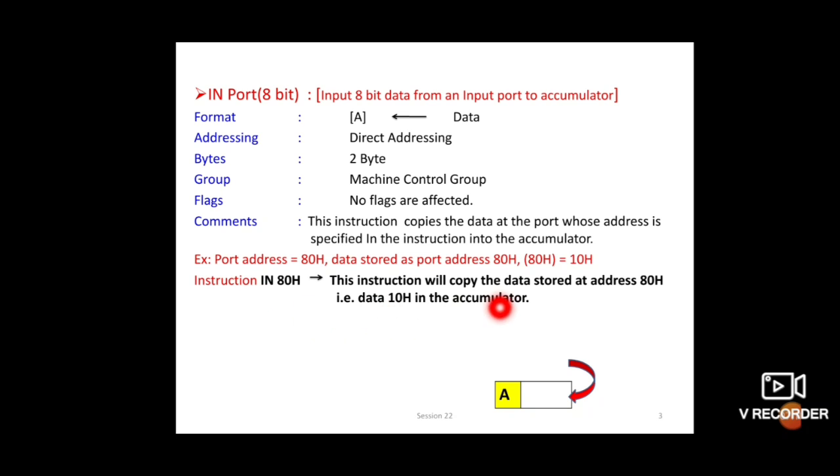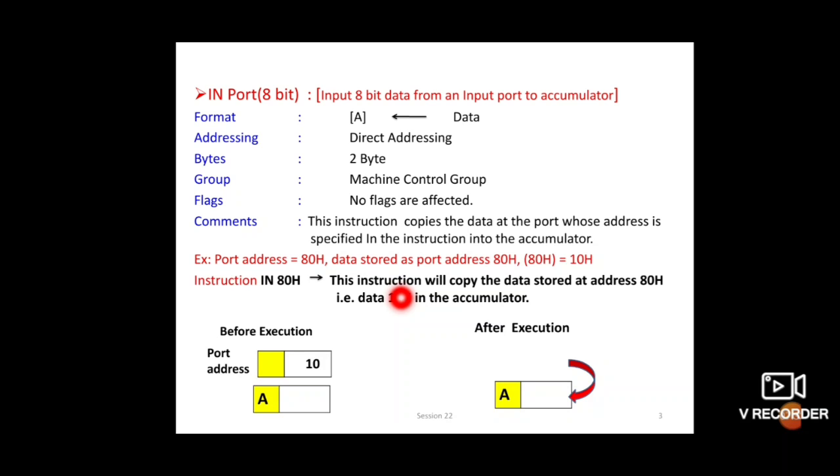Now this instruction will copy the data stored at address 80H, that is data 10H, into the accumulator. Means before execution, the port address stores 10H data and the accumulator stores nothing. After execution of the IN 80H instruction, the port stores 10H and the accumulator contains 10H. Understood, student, how to execute this instruction?